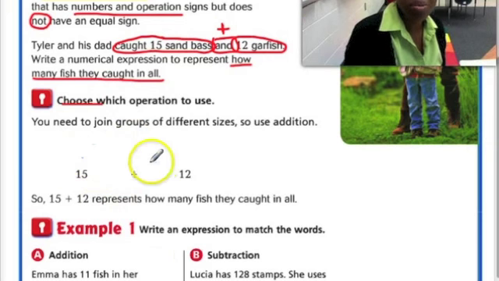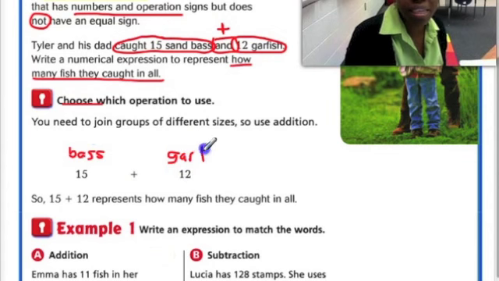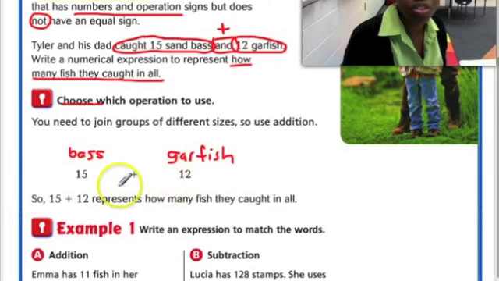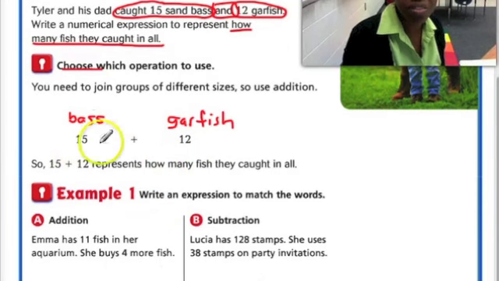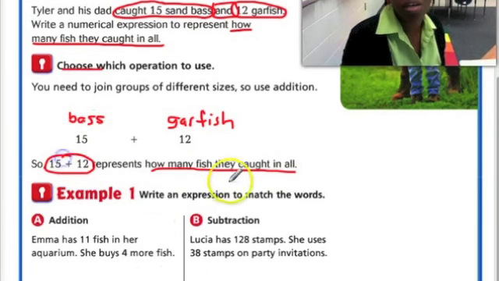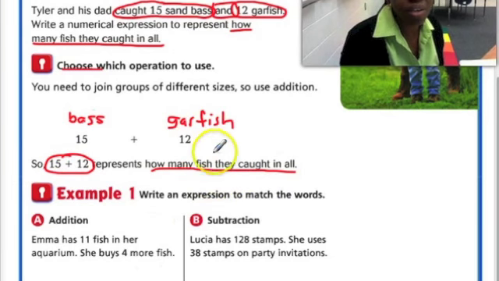The 15 plus the 12 gives me the 15 sand bass and the 12 garfish. And I need to understand that these numbers represent something. The number 15 represents the bass, and the 12 represents the garfish. When I'm looking at numerical expressions, this is 15 plus 12. When I put them together, I join these groups of numbers, the 15 and the 12. That's how many fish they caught in all. And that is all I need to do. 15 plus 12 represents what they caught in all. I don't need to put an equal sign or anything like that.